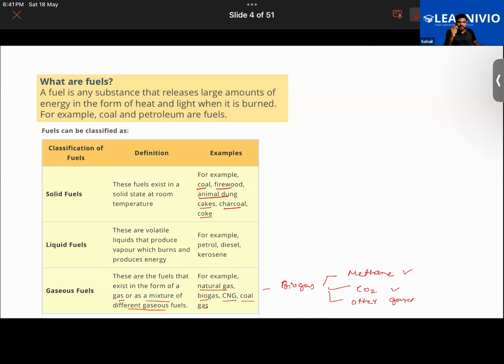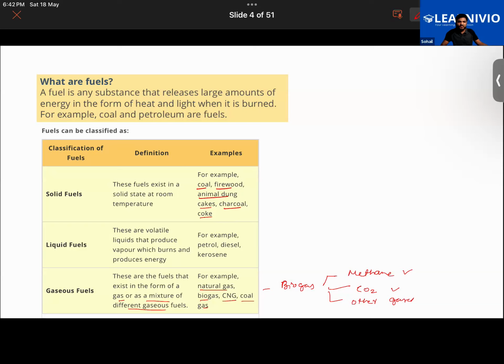Getting my point now? Then talking about the states of fuels, fuels can occur in different states. It could be solid, liquid, and gases. Fuels like firewood, coal, cow dung cakes, or charcoal are known to exist in a solid state at room temperature.